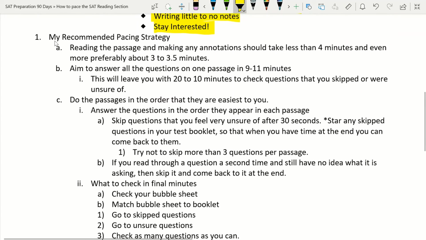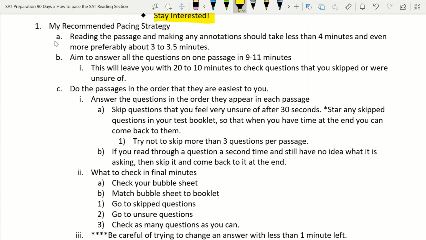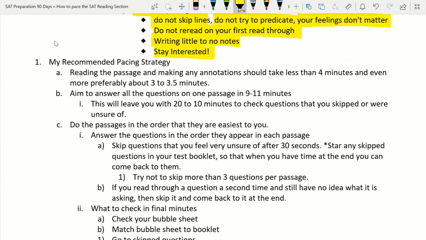Okay, so now we're going to really get into the pacing. Here's what I recommend as far as pacing the SAT reading section. The first thing you're going to need to do is, obviously, read the passage. Some people start with the questions. I do not recommend doing that. I really do not at all. I always recommend reading the passage first. So you're going to read the passage. You can make annotations, as I said, underlines, circles, squares, but overall you should never stop reading, and it should take you less than 4 minutes ideally, and even more preferably right around 3 to 3.5 minutes. If you can read your whole passage in that amount of time, that's going to be really, really good. That's going to set you up to do well as far as pacing.